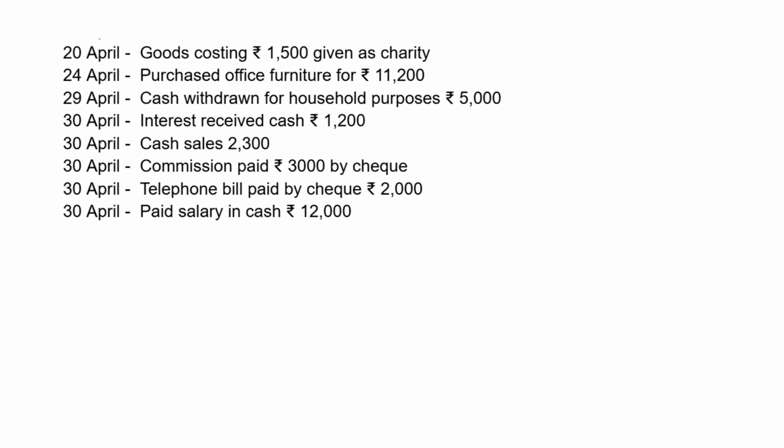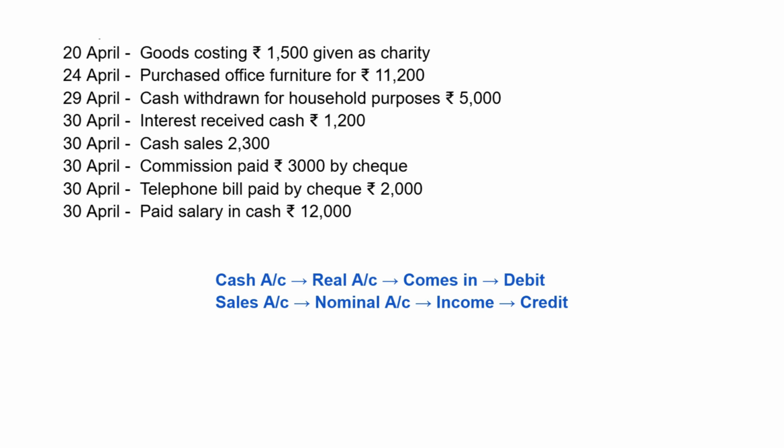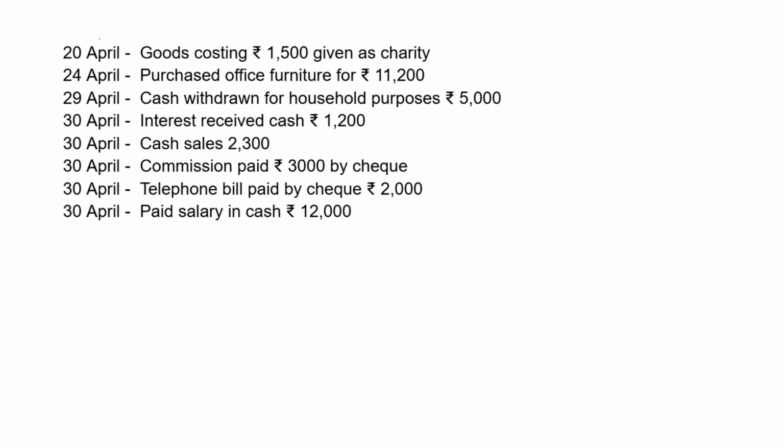Previously, we have seen the transactions of credit sales, but here it is mentioned that we have sold the goods and we have received cash. So, cash sales. If nothing was mentioned, we would take it as credit. So it is mentioned cash sales 2300. So the two accounts affected are cash account and sales account. Cash account is real account and cash comes in the business. So it is debited. And sales account is nominal account. And after sales, we will receive cash. So it is income. Sales is income. So sales is credited. Let's see how we'll record it.